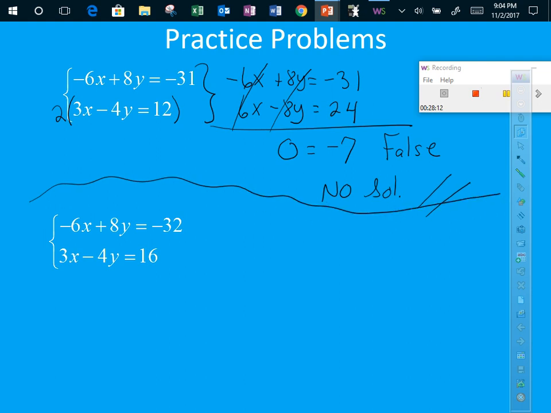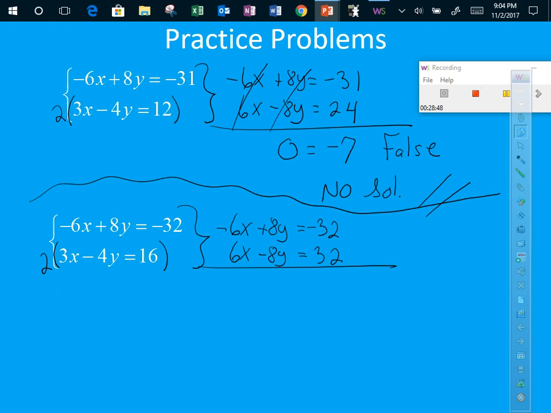Now, compare that to my last one, and I'm almost done. If I add, nothing drops out. So I'm going to ask myself, can I turn a 3 into a 6? The answer is yes, by multiplying by 2. Notice that it's very similar to what I had earlier. So I've got negative 6x plus 8y equal negative 32. Distribute my 2, I've got 6x minus 8y equal 32.